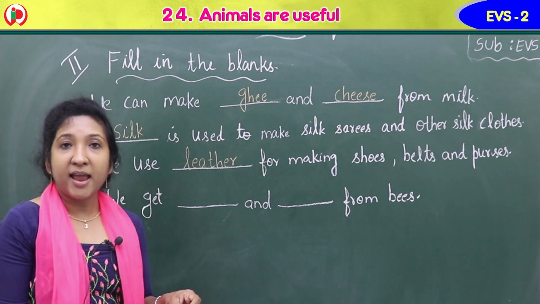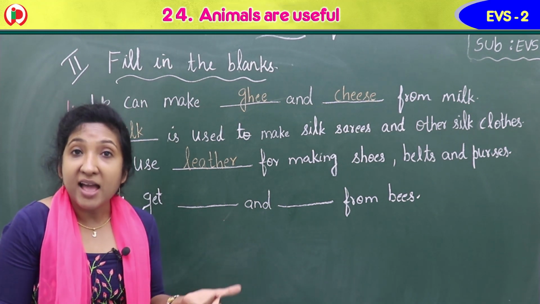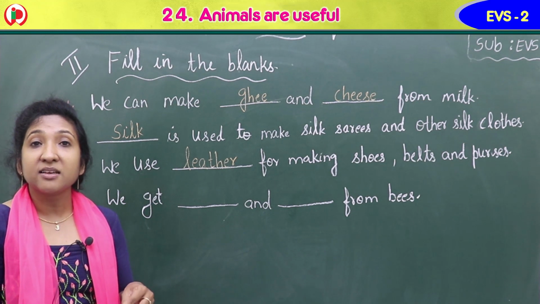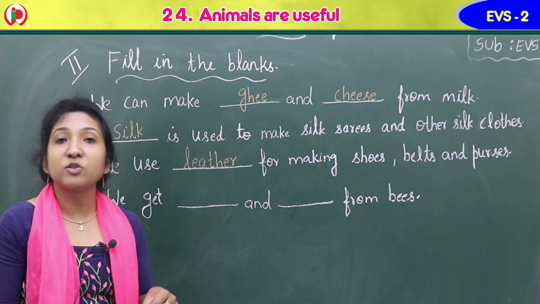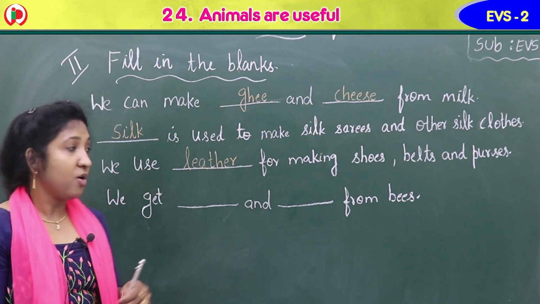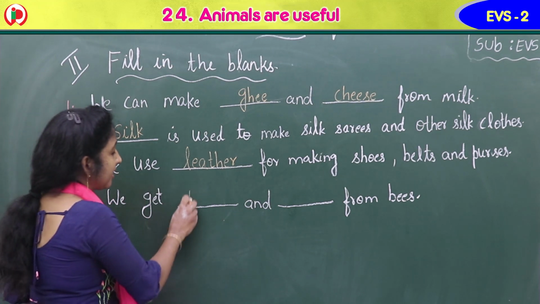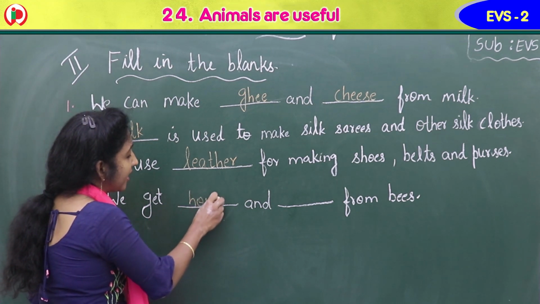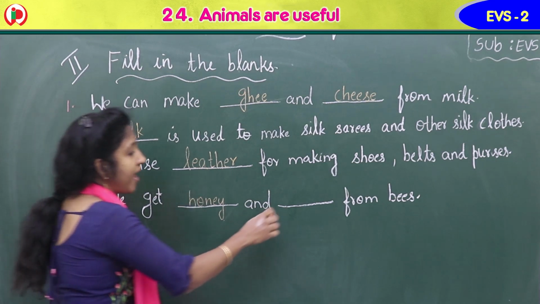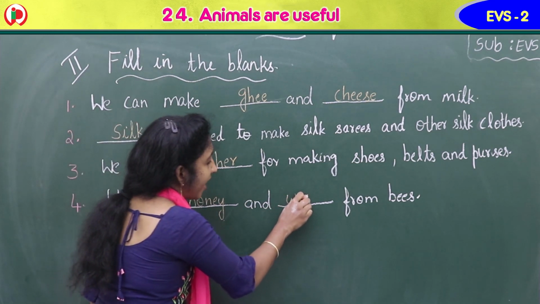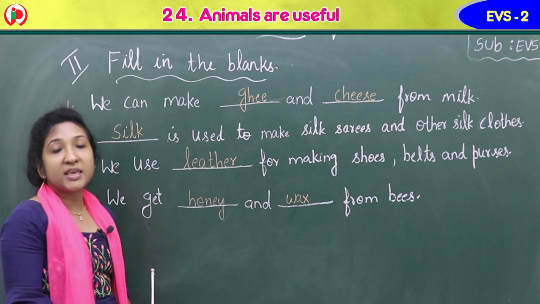Now the last one, we get dash and dash from bees. Honey bee gives us honey, the sweet honey, and wax. Wax we use to make candles. So we get honey, H-O-N-E-Y, honey, and we get wax, W-A-X, wax from bees.